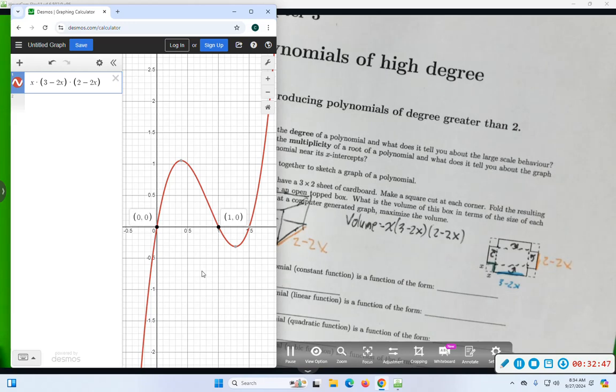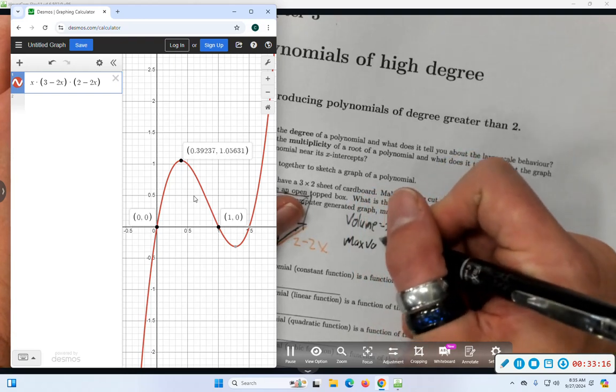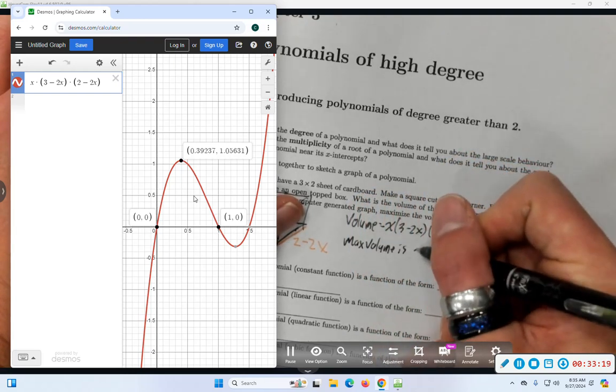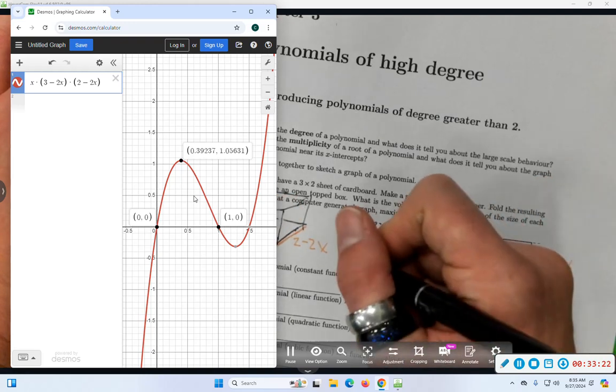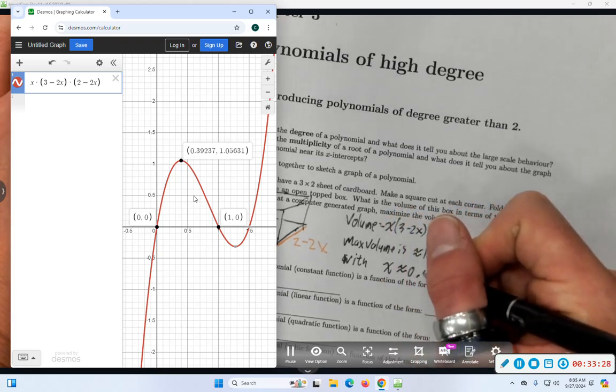By looking at that, about what x value seems to maximize this? Yeah, like 0.4-ish, I guess, is the best you can do without me clicking on that dot. So it looks like this maximizes at about 0.4-ish. And it looks like the maximum value is a little bit bigger than 1. Max volume is about 1.05 with x about 0.4.